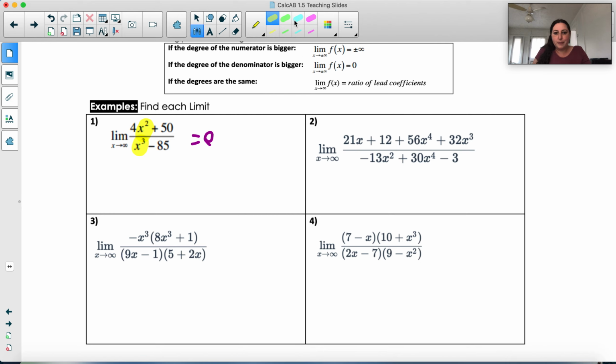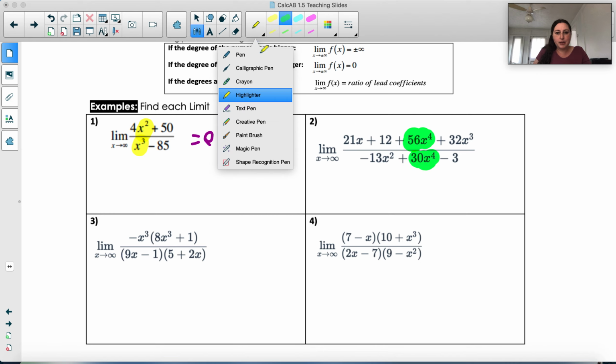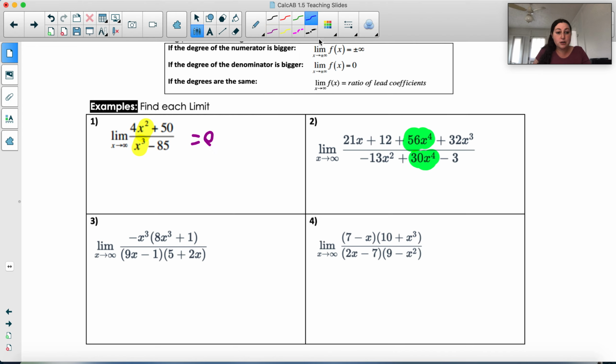Same thing with the next one. We want to identify the biggest degree on top, which would be 56x to the fourth, and the biggest degree on the bottom, which is 30x to the fourth. Since the biggest degree is the same, the limit is just the ratio of the leading coefficients. So 56 over 30, which you can leave like that, or if it says simplest form, just reduce the fraction.